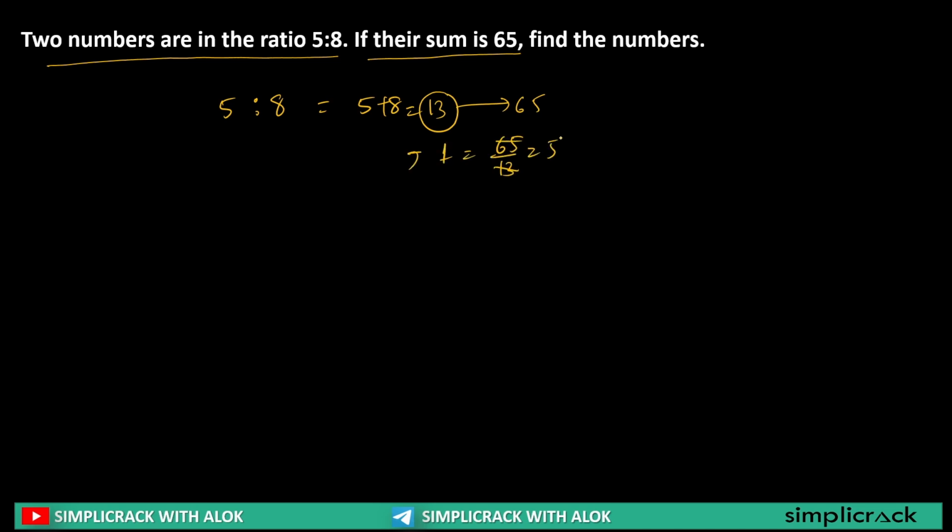That is 5. Now if one part is 5, 5 parts will be 5 into 5, that is 25. 8 parts will be 8 into 5, that is 40. So both the numbers are 25 and 40. You will solve it this way. You will consider these numbers as 5 and 8, then we'll start solving it.